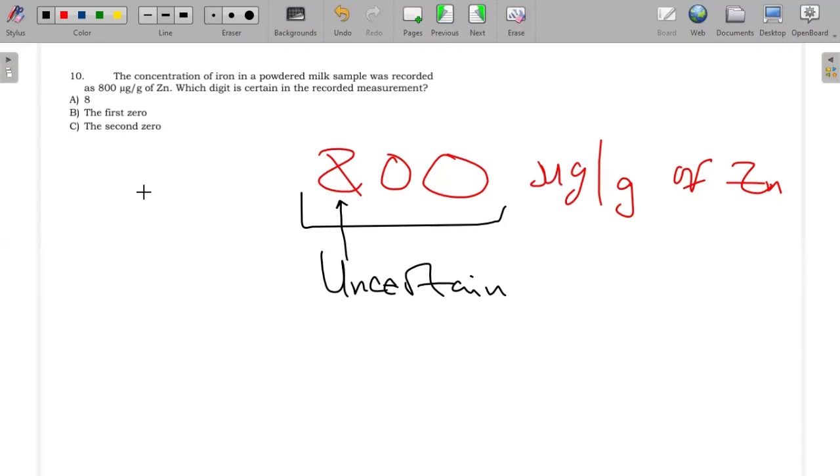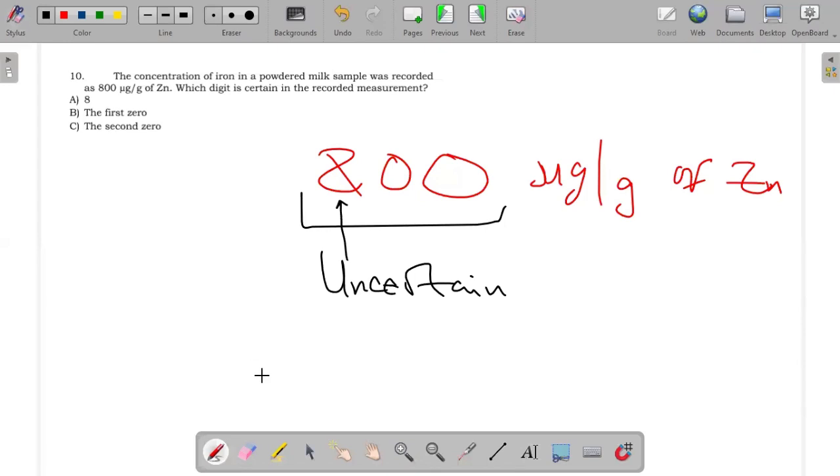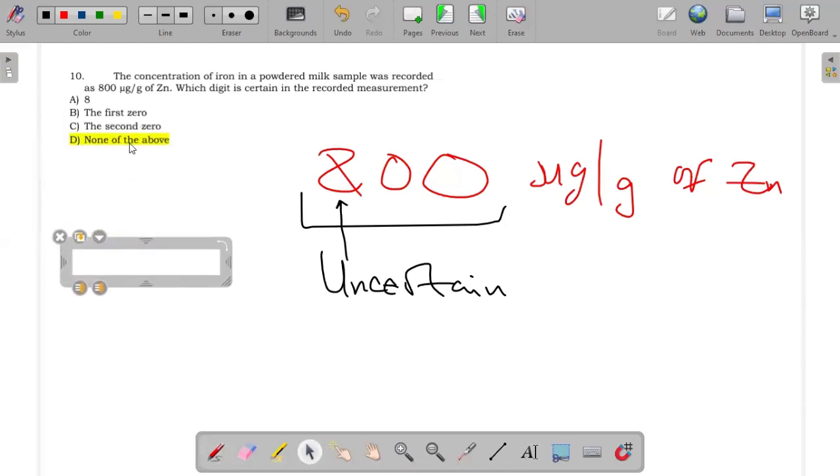No wonder the answer there was none of the above. I even hid it here. You guys didn't see, I put something here. So the answer there was none of the above, because there's no certain digit here. There's just the uncertain digit, which is this one.